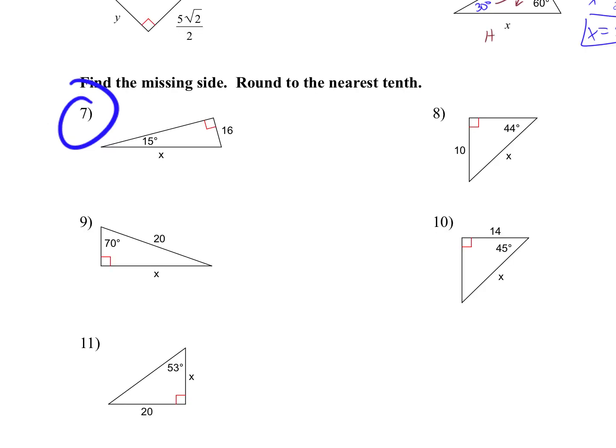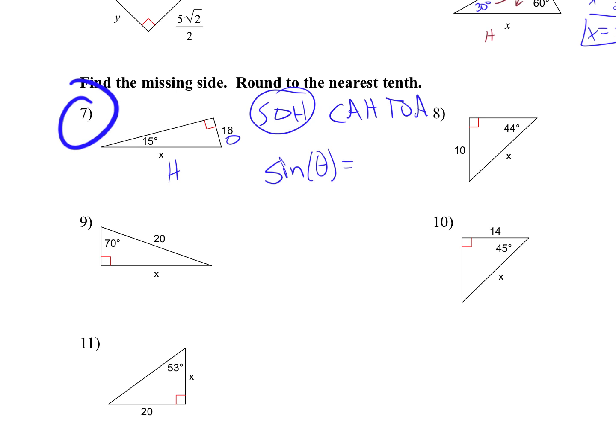And that's it. Number 7 says, find the missing side, round to the nearest tenth. So I have an angle, and I have one side, and I'm missing another. So on these, we use trig, SOHCAHTOA. Across from the 15, that's opposite. And across from the 90, that's the hypotenuse. So it's going to be SO. Remember, if we're looking for a missing side, we're going to use normal trig. Okay? So it's going to be sine of the angle theta is equal to opposite divided by hypotenuse. So it's sine of 15 is equal to opposite 16 divided by hypotenuse x.